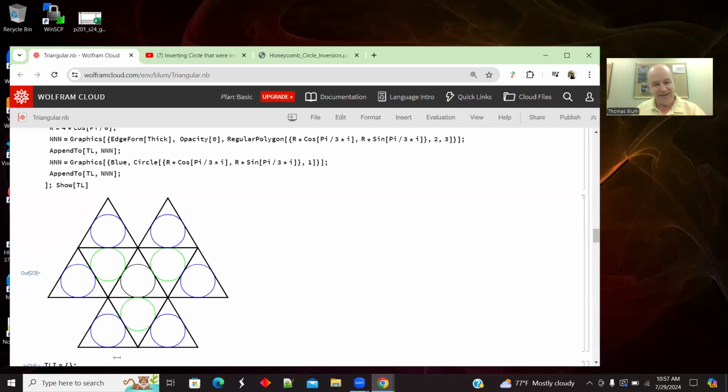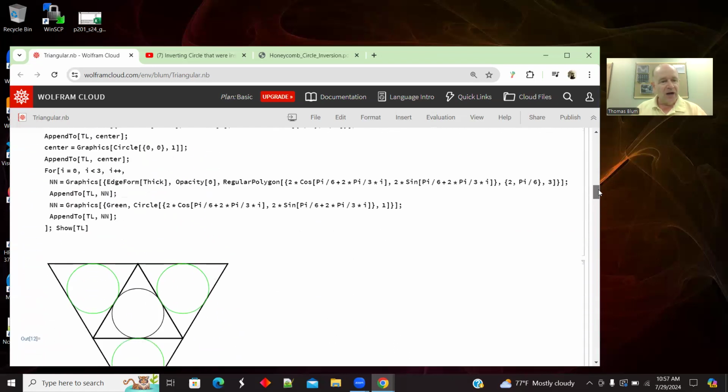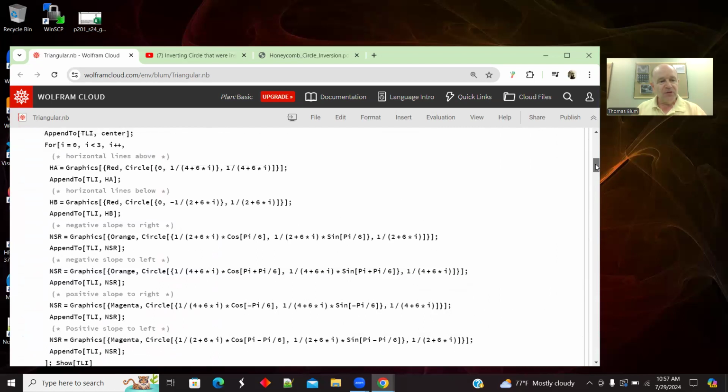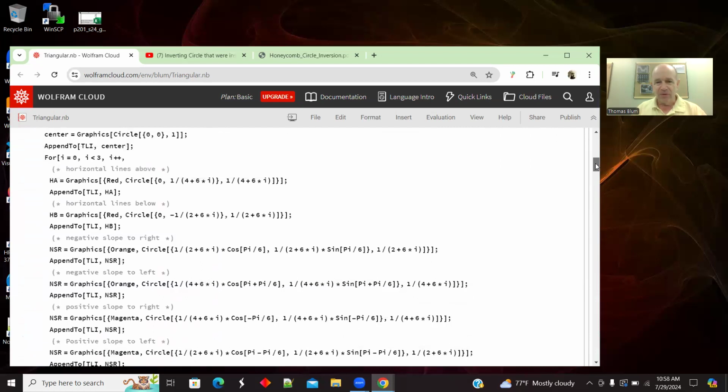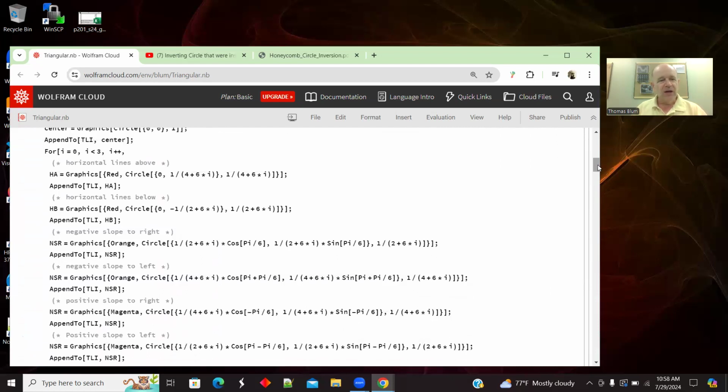Okay. So there are these sets of parallel lines. There are horizontal lines above and below. There are, I'll say, negative slope lines to the right and to the left, and there are positive slope lines to the right and to the left. And so the first thing I'm going to invert through the center circle is going to be the lattice edges.